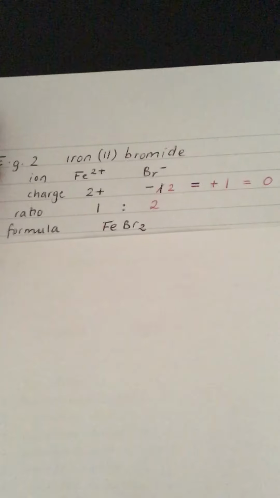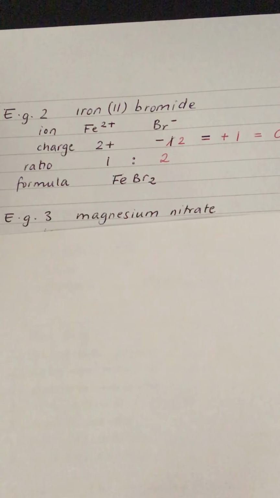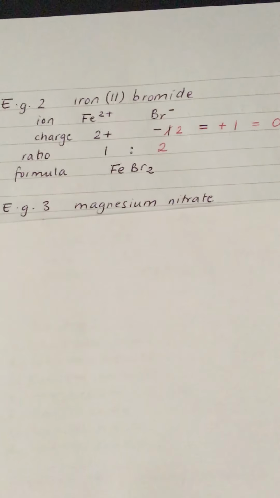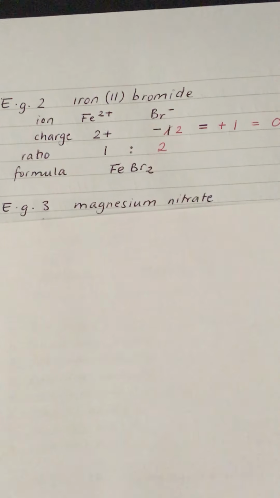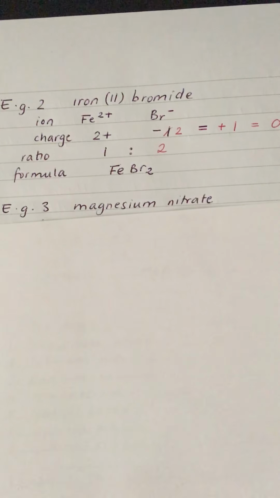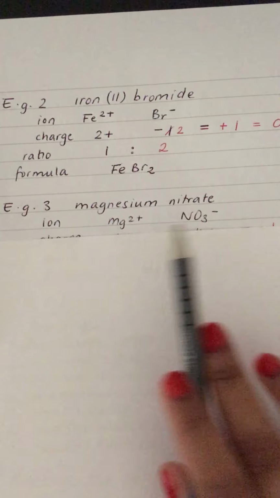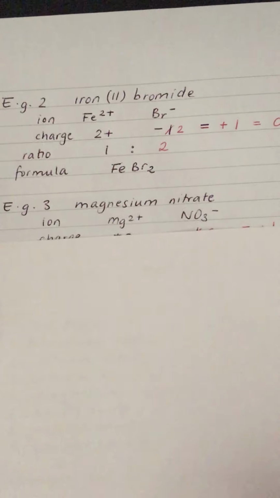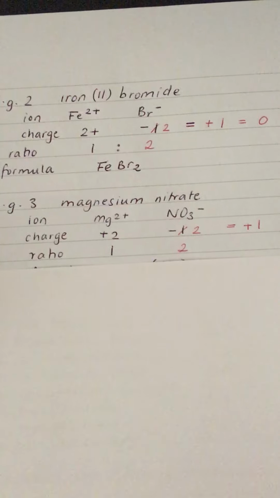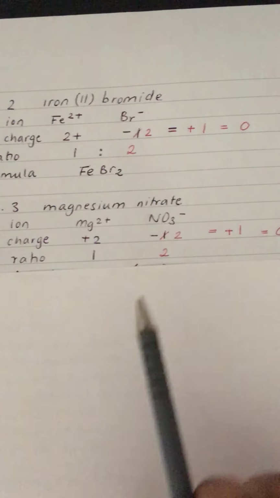Right, let's do another example, a little bit more challenging. We've got magnesium nitrate. Right, magnesium forms Mg2+, so it has an overall charge of +2. And nitrate, remember that was one of the formulas that you need to know off by heart. Overall only has a charge of -1. So we know here our charges do not add up to 0. I'm going to need another nitrate. So if I change my ratio, for every 1 magnesium, I need 2 nitrates.